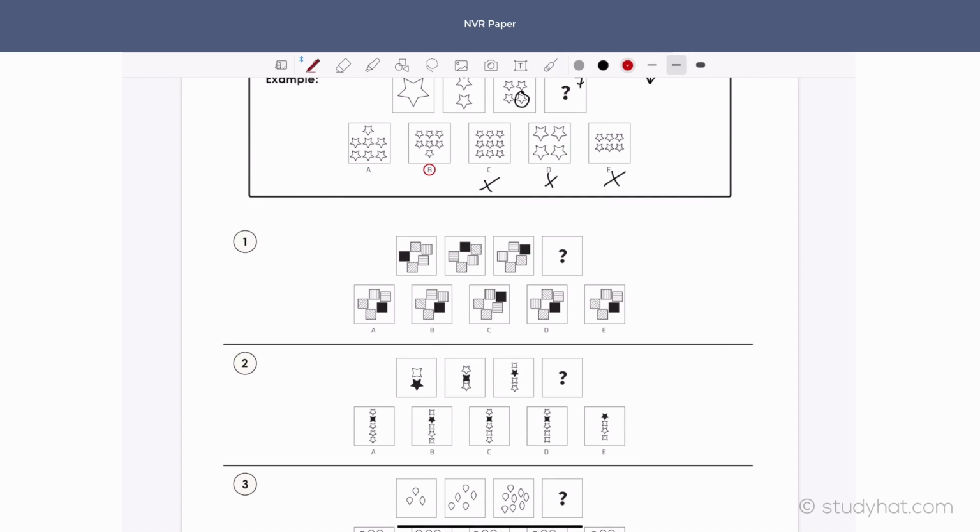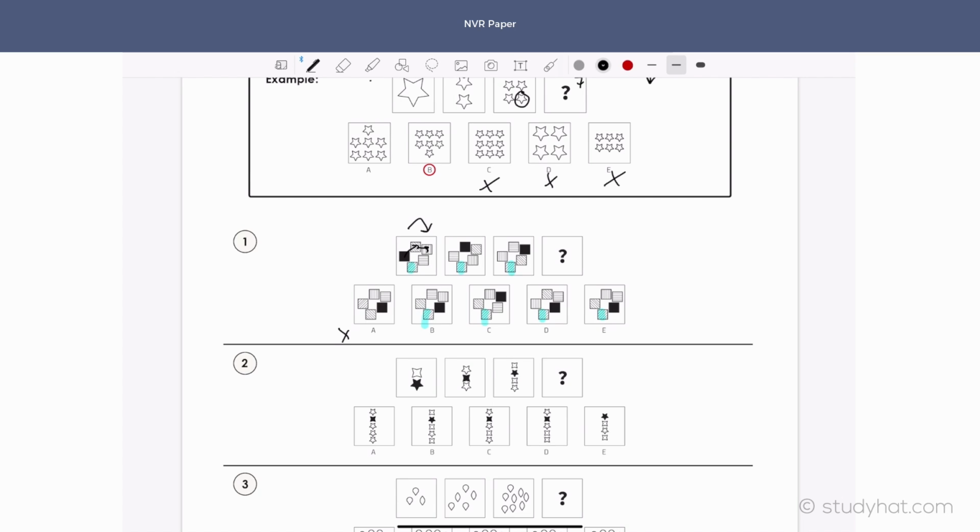Question 1. What's going on here? One thing we can see is that the shape in the bottom corner, in the positive diagonals, is not moving. So we're going to want a shape that has that as well. We can get rid of one option, which is A. Then we can see that between the other 4, they're just rotating clockwise. So this black one is moving from here to here to here.